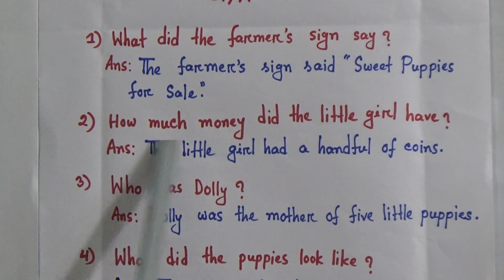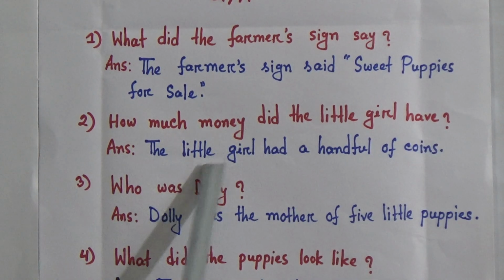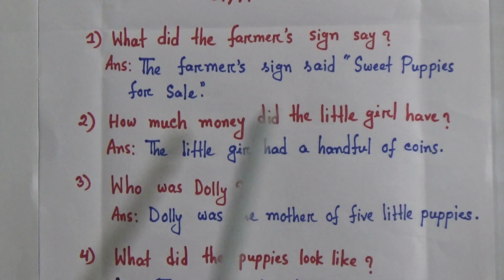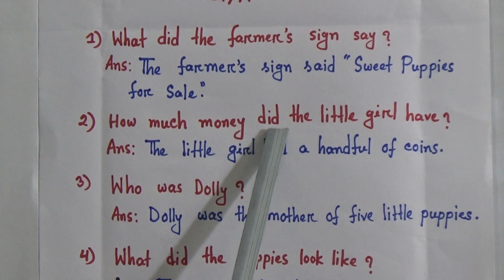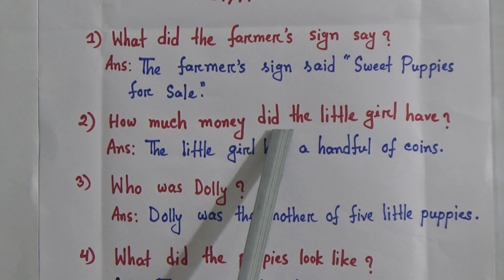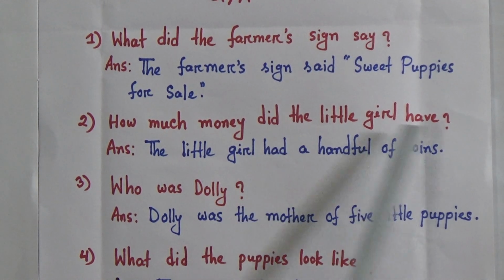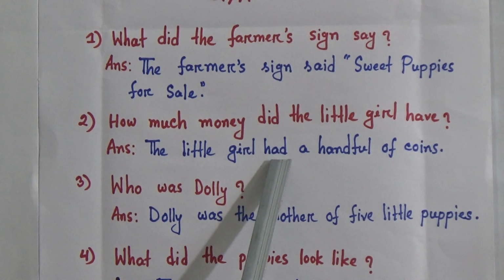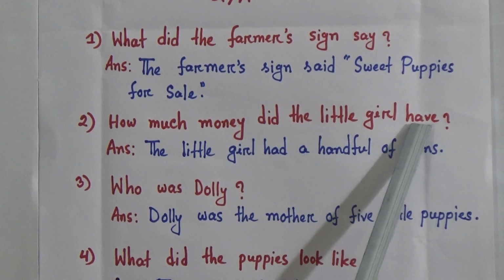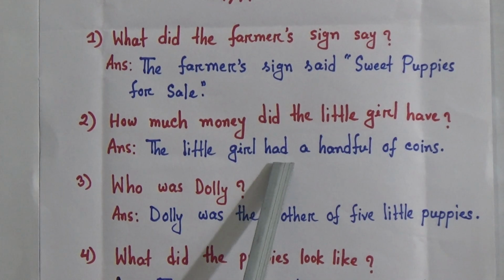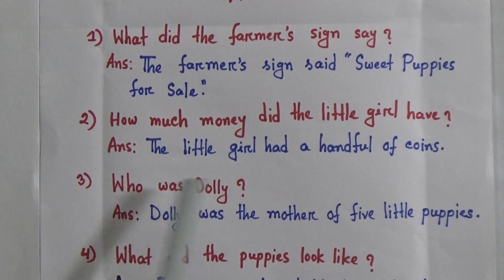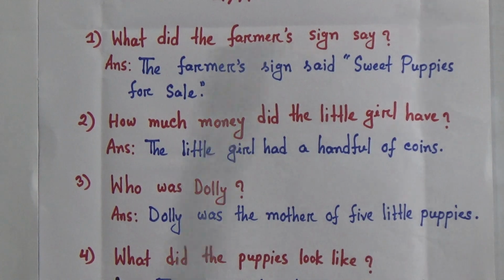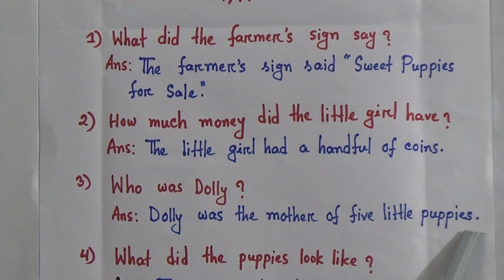Number 2, how much money did the little girl have? The little girl had a handful of coins. In the same way, when you get did in your question, have will be changed into had, which is the past form. So write had. The little girl had a handful of coins. Number 3, who was Dolly? Dolly was the mother of 5 little puppies.